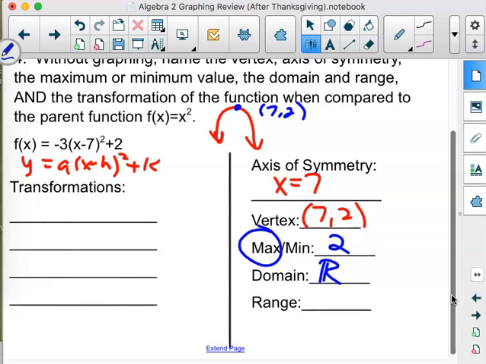Y is less than or equal to 2. Perfect. If 2 is the highest y that we get to, then our graph is 2 and everything below it. So y is less than or equal to 2.